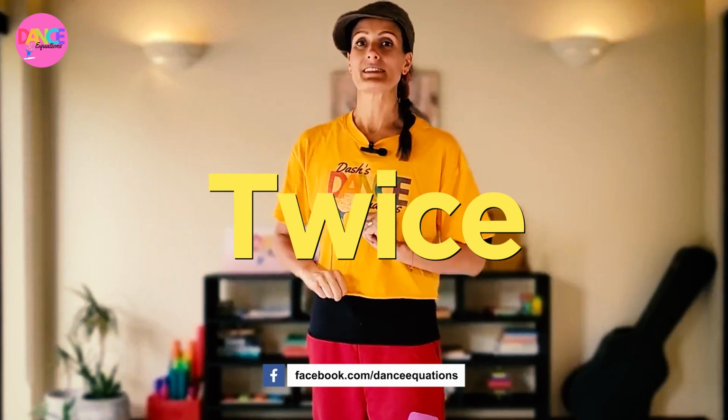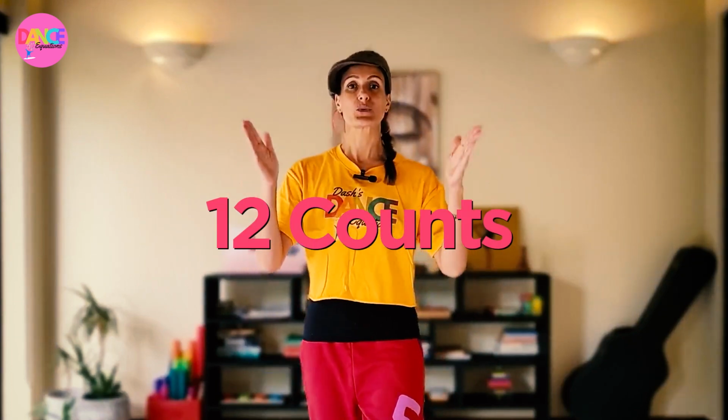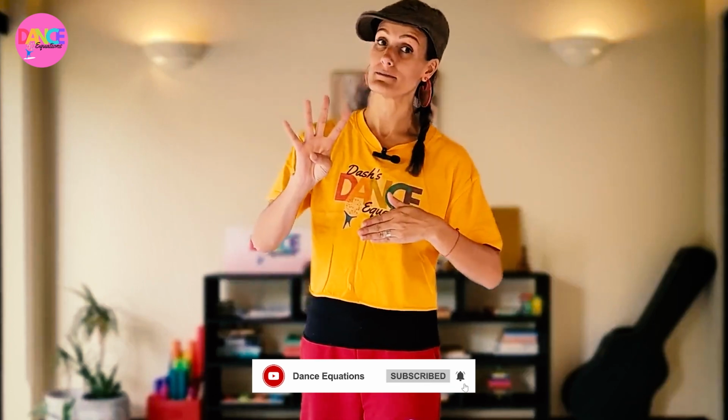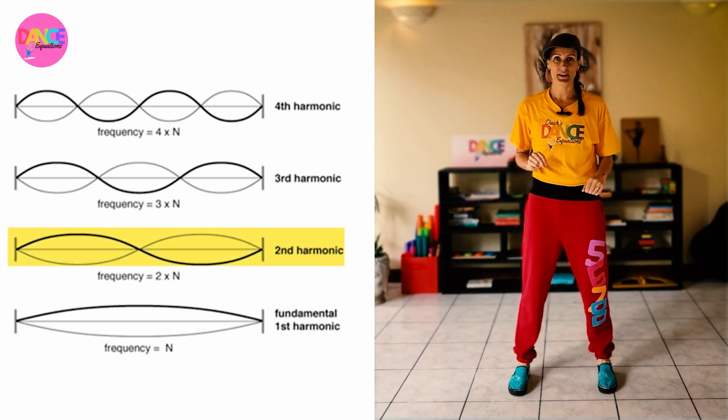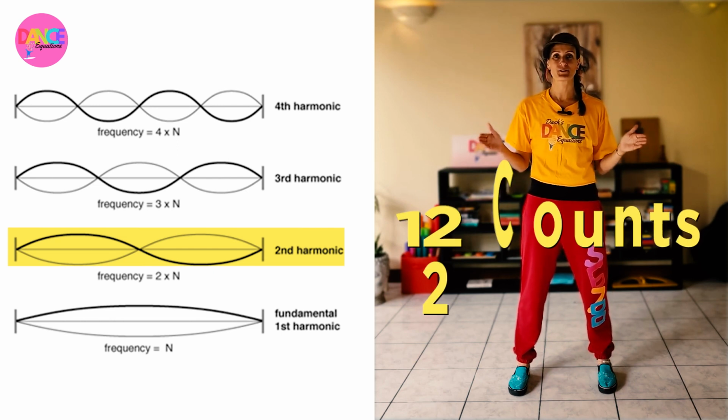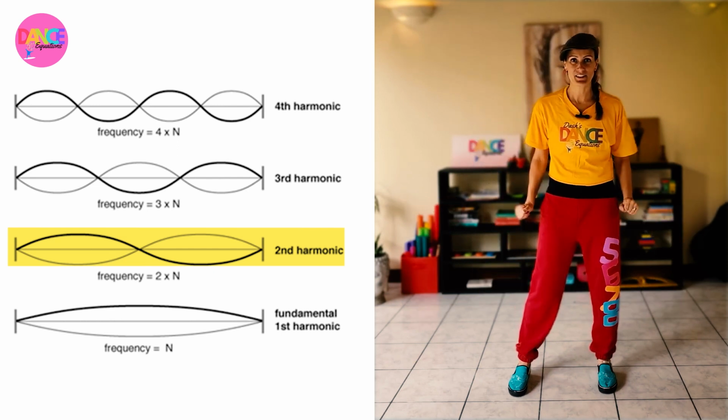Let's create the second harmonic. I need to do the phrase twice within the same 12 counts. So each step is going to be 2 counts instead of 4. Now let's take a look at the second harmonic. We need to fit the same phrase in twice to the 12 count structure. Let's give it a try.